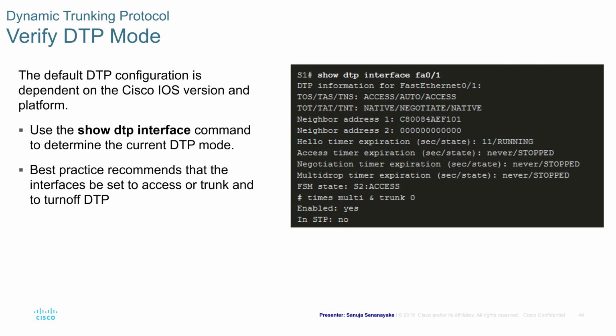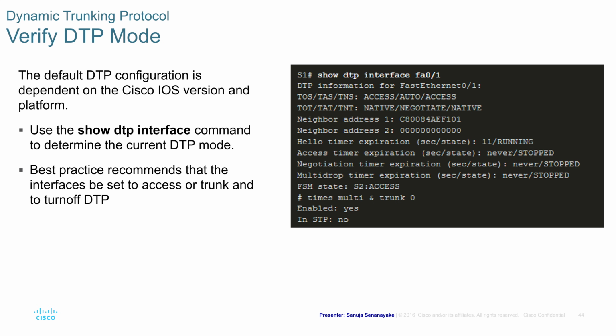Verify DTP mode. So just like we have verified the previous VLANs and all the other configurations, you can also verify the DTP mode, and you should be verifying those configurations whenever you are making changes to Cisco switches on your network. So the default DTP configuration is dependent on the Cisco iOS version and the platform.